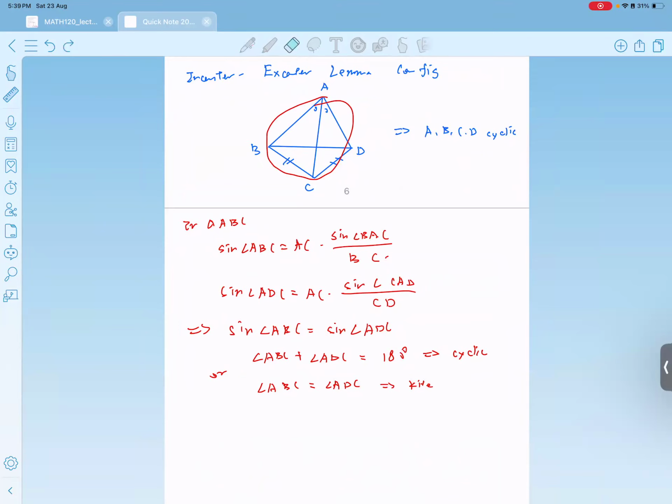Wait, what? But if they're the same, then what's wrong in this proof? Then they won't be cyclic because we were trying to prove that they're cyclic instead of a kite. Yeah, but I mean, if they're the same, then what would not work in this? Oh, wait, never mind. I see. Sorry, all good, all good.